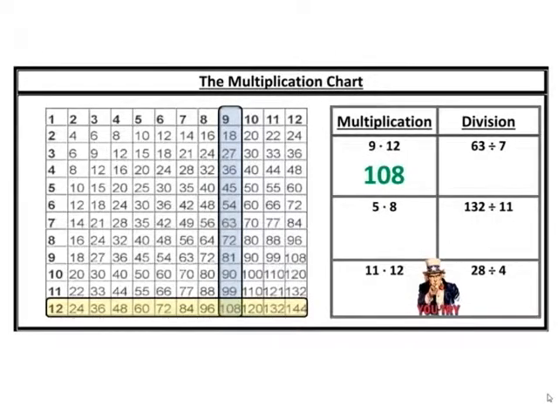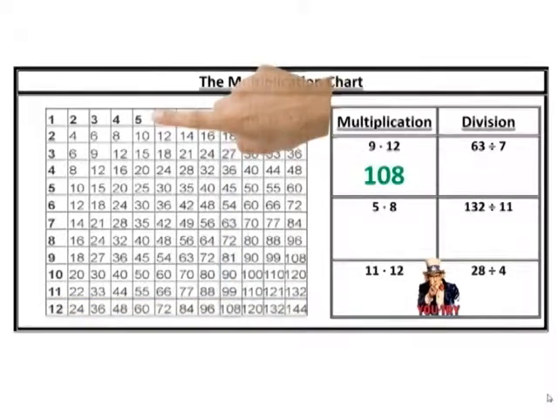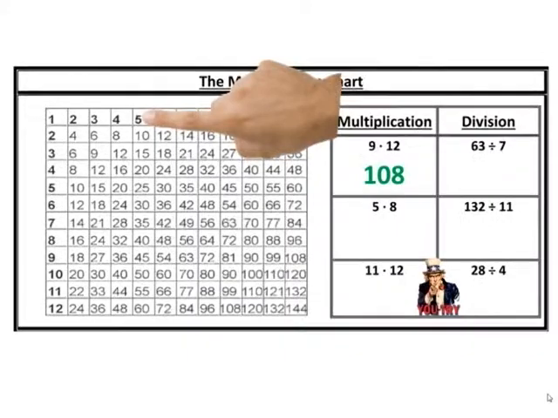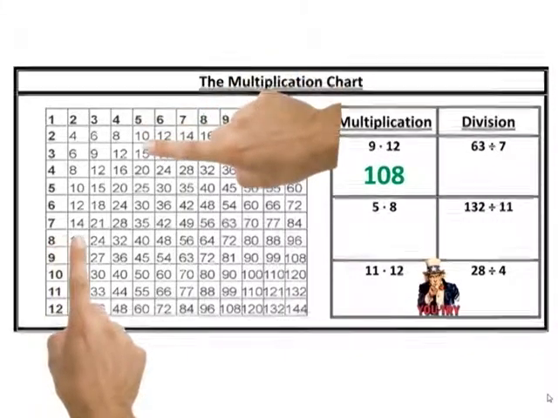To try 5 times 8, put your finger on the 5. Put your other index finger on the 8. Move them towards each other. Where they meet is our product, in this case, 40.